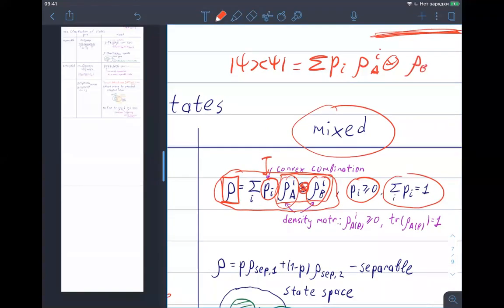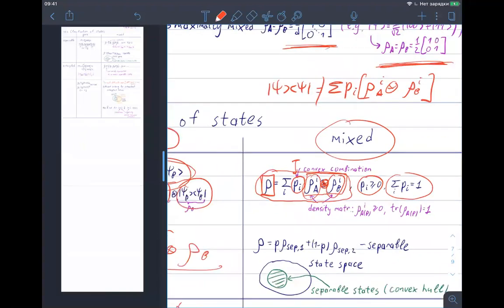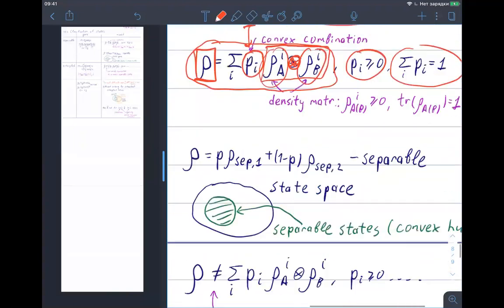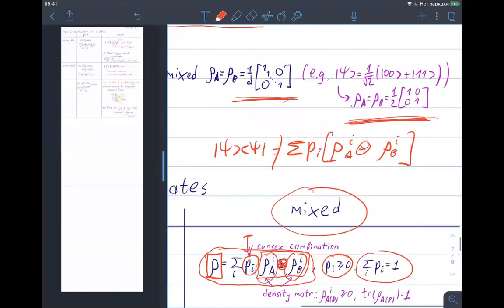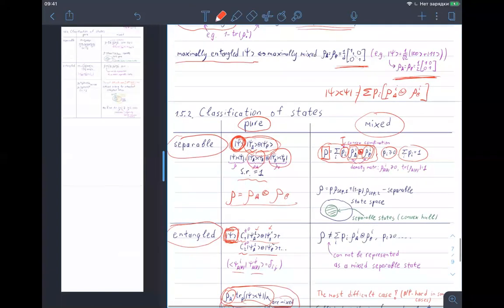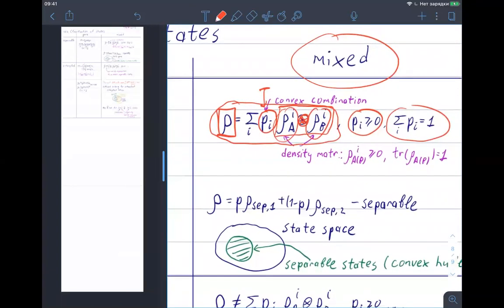Actually, the idea is that you cannot obtain a pure state psi, for example, in this form. The idea is that actually it's mixed. Here we know that rho A and rho B are mixed, but it does not imply that you can write it like here. But if we can, it should be entangled. That's the case of the pure and entangled. Here it's pure separable. If we can write it like here, it's pure separable.